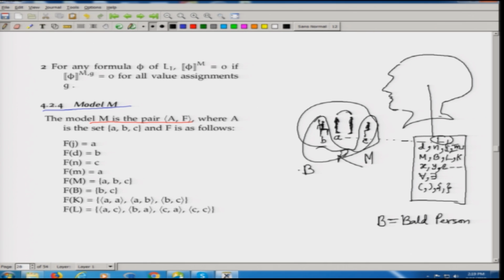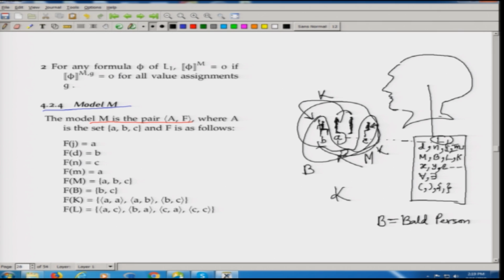K is a 2-plus predicate saying that A knows A. If K is interpreted as know, then A knows himself, and A knows B, and also B knows C. It doesn't mean C knows B, but B knows C. This is how the relations are understood. So relations are sets of ordered pairs, right?